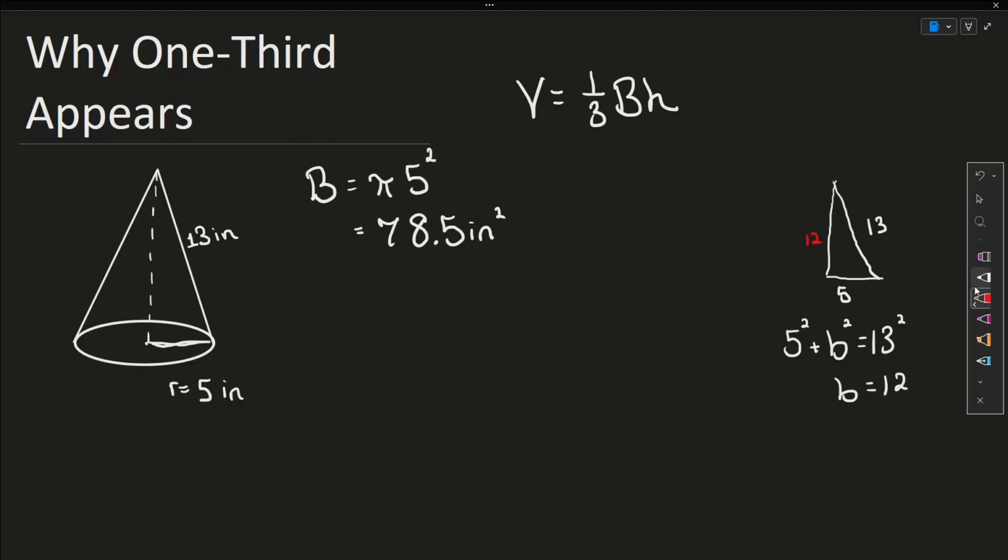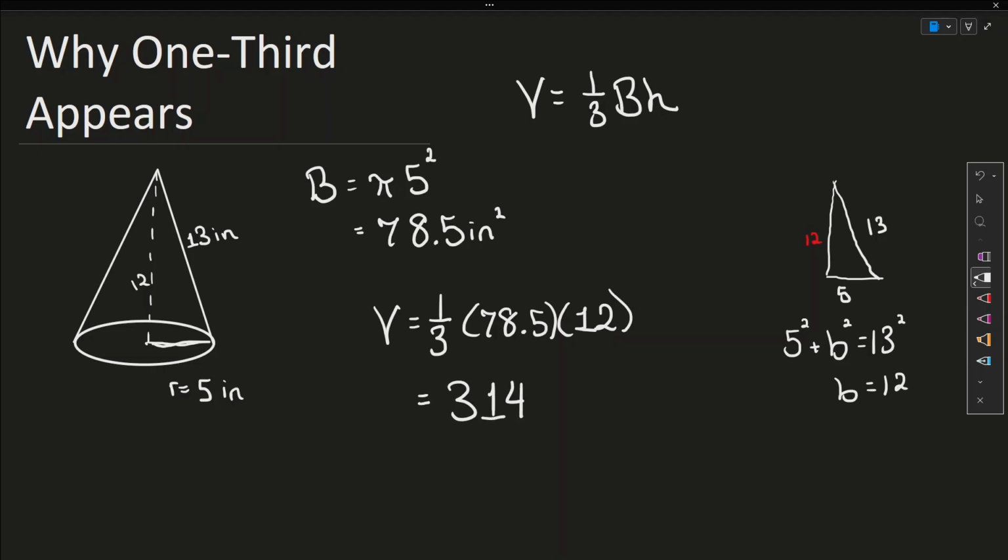5, 12, 13 is also a common Pythagorean triple, so we might be able to memorize that and know that. But if we don't, that's okay. We would need to use our Pythagorean theorem. So our actual height here is 12. So our volume will be 1/3 times the area of the base times this height. And when we work this out, we get 314 cubic inches. So the volume of this particular cone is 314 cubic inches.